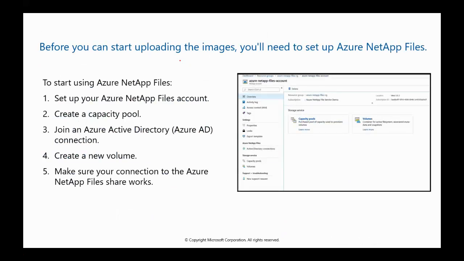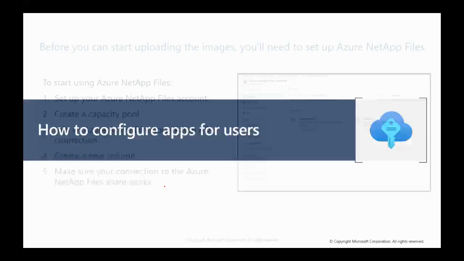You can use, of course, your MSIX with NetApp Files. You just set up a NetApp Files account. I showed you how to do that, and create the capacity pool and join them to that Azure connection. You create the volumes and make sure that the connection of the NetApp Files are working by joining them to that domain and connecting to them.